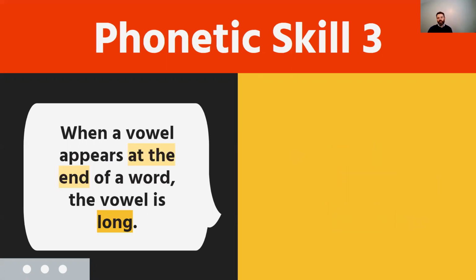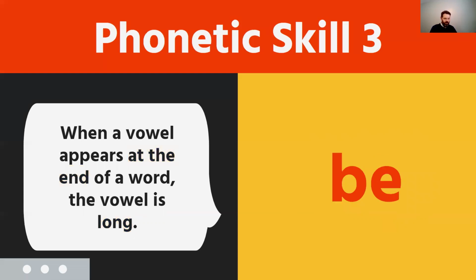Now let's talk about phonetic skill number 3. Now we move into long vowel sounds. When a vowel appears at the end of the word, there's no guardian consonant. Therefore, the vowel will be long. So this word here, we move under the word, we mark the vowel. There's no guardian consonant to mark. So we know that this follows phonetic skill number 3. This word will be long, making the long O sound, O, so the word is go.